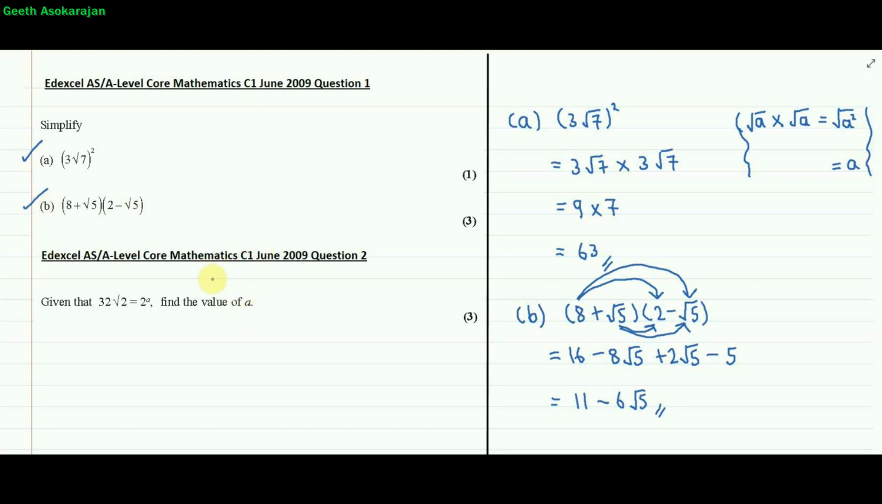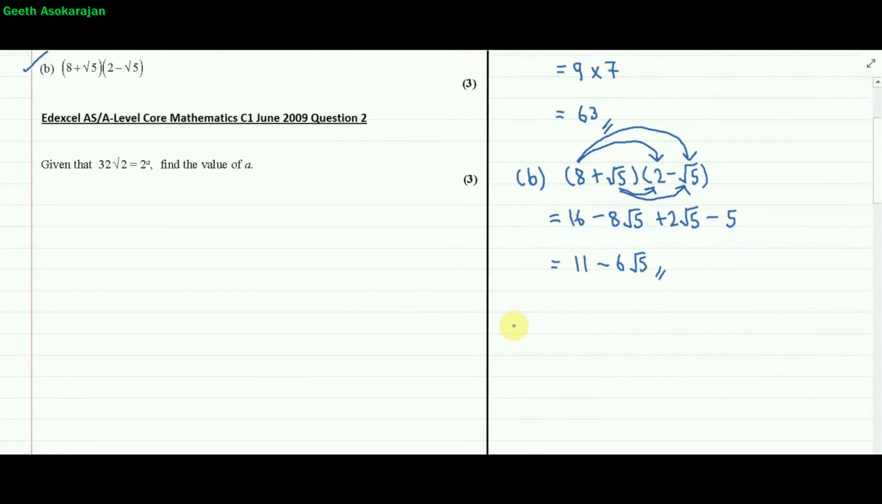Right, now for question number 2. Given that 32 root 2 is equal to 2 to the power of a, find the value of a. So let's attempt question number 2. Let me scroll down. Here's question number 2. Let me copy down the question. So 32 root 2 is equal to 2 to the power a, and we need to work out the value of a.